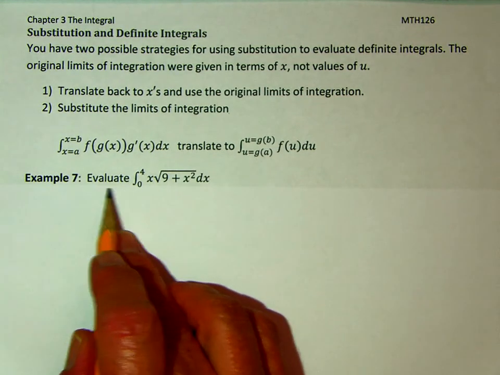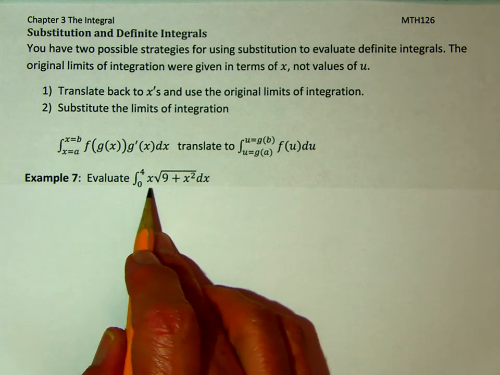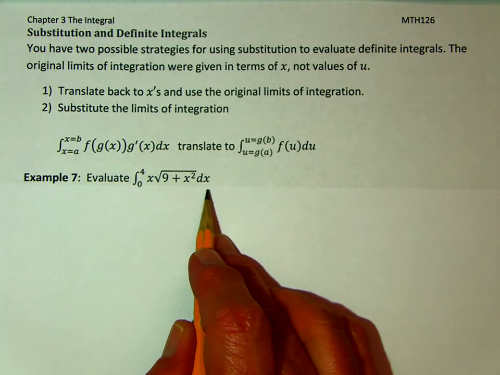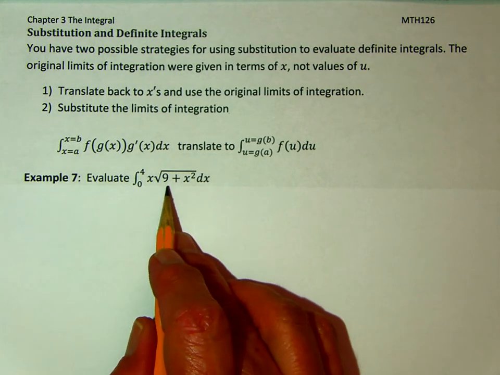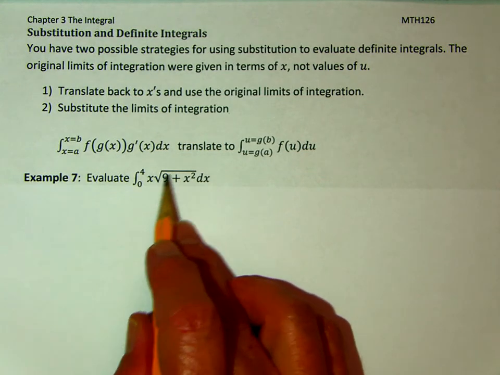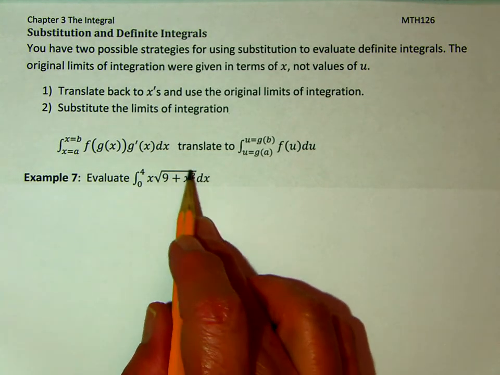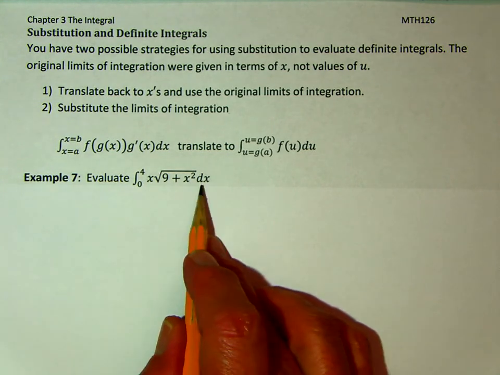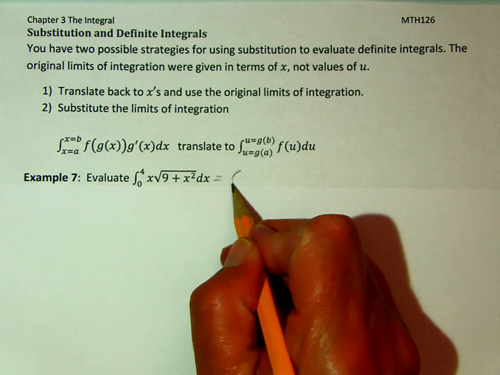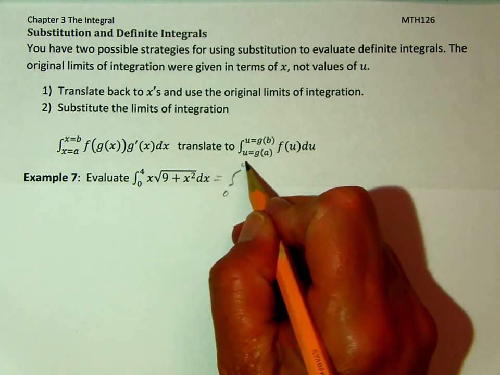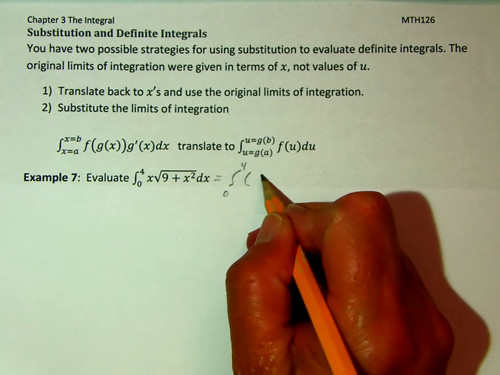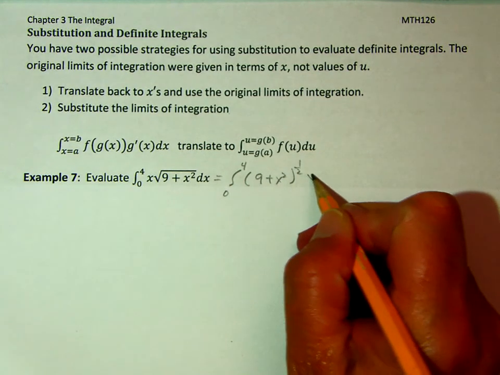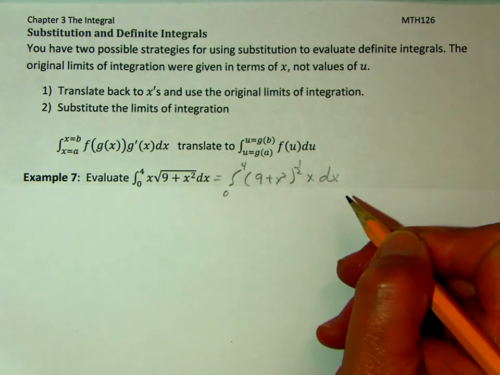Example 7. Evaluate the integral from 0 to 4 of x times the square root of 9 plus x squared dx. The first thing I'm going to do is rewrite this using exponential instead of radical notation, and I'm going to regroup. I'm going to move this x over here. So this is the same thing as the integral from 0 to 4 of the quantity 9 plus x squared to the 1/2 power x dx.